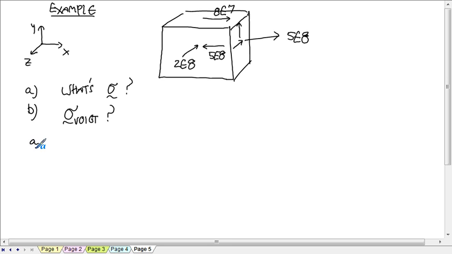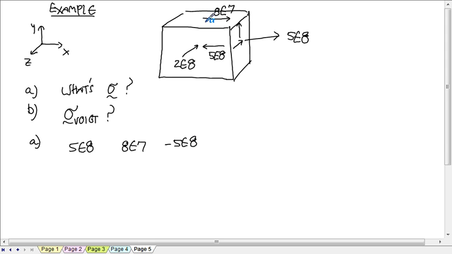Part A. The XX stress is 5 times 10 to the 8. The XY stress is 8 times 10 to the 7. The XZ stress is negative 5 times 10 to the 8.